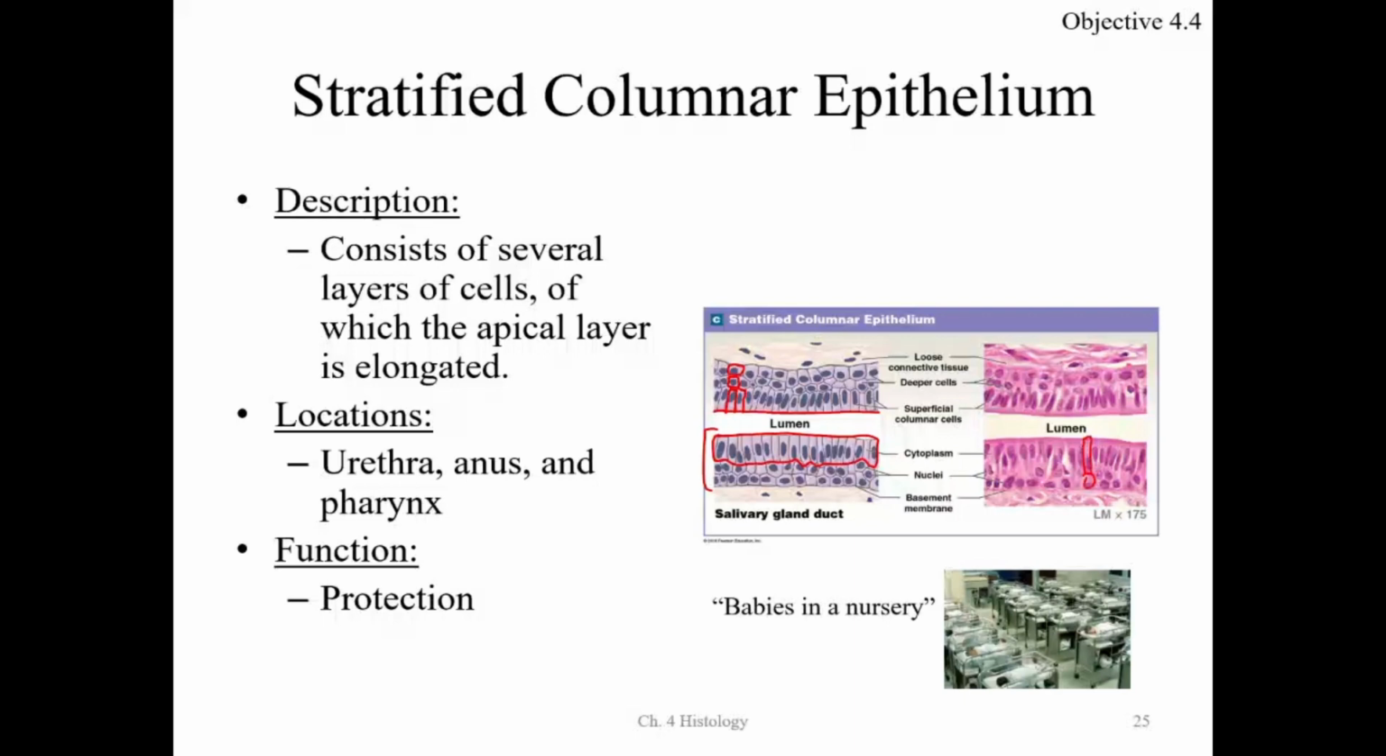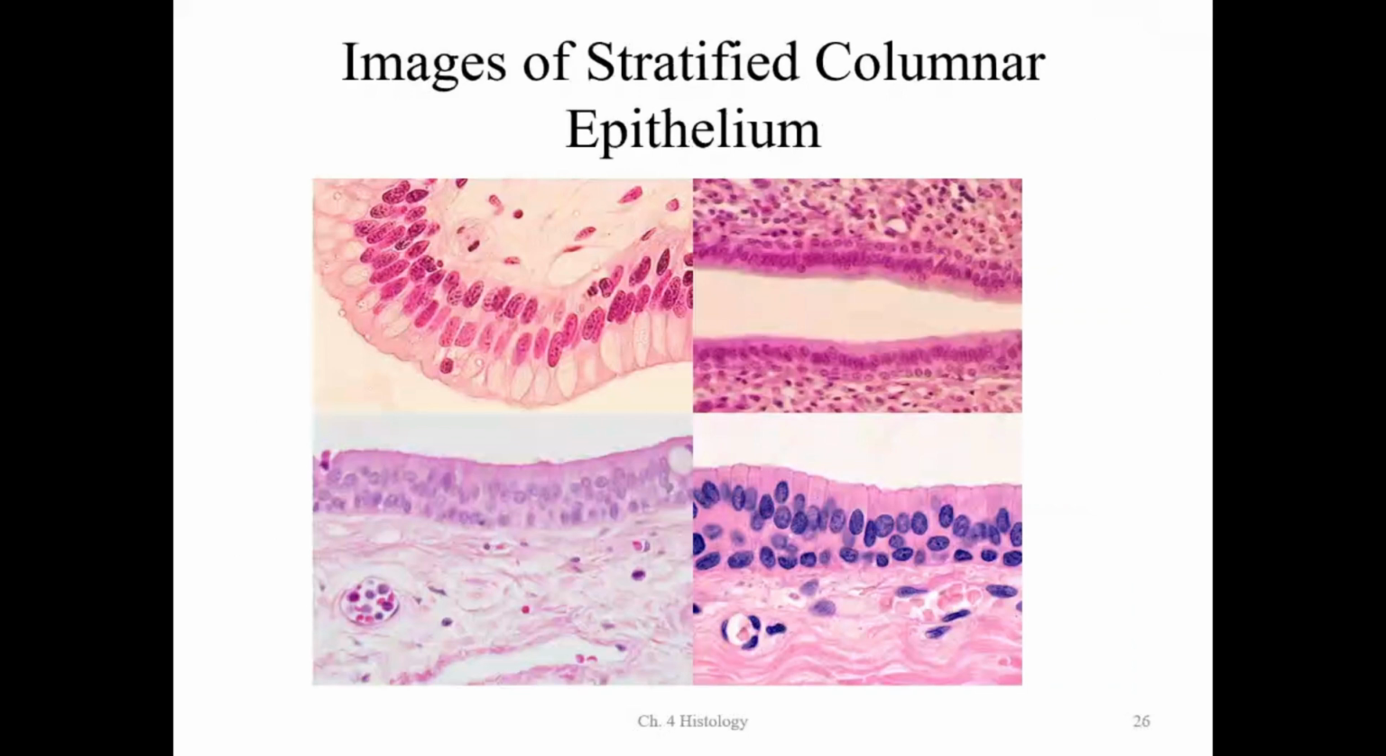One of my students said this looks like babies in a nursery. They are found in your urethra, the anus, and the pharynx, and it is for protection. Right here we have some goblet cells, by the way. But we have more than one cell, more than one cell thick, and the top is columnar. This one is really good. That's a really good image.